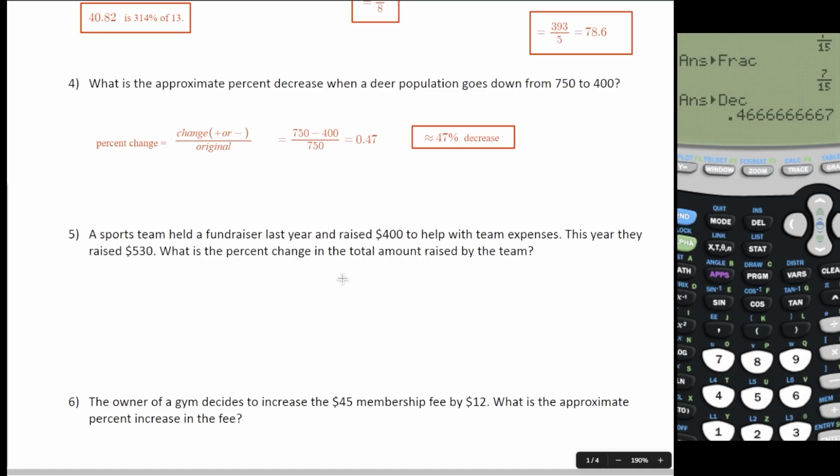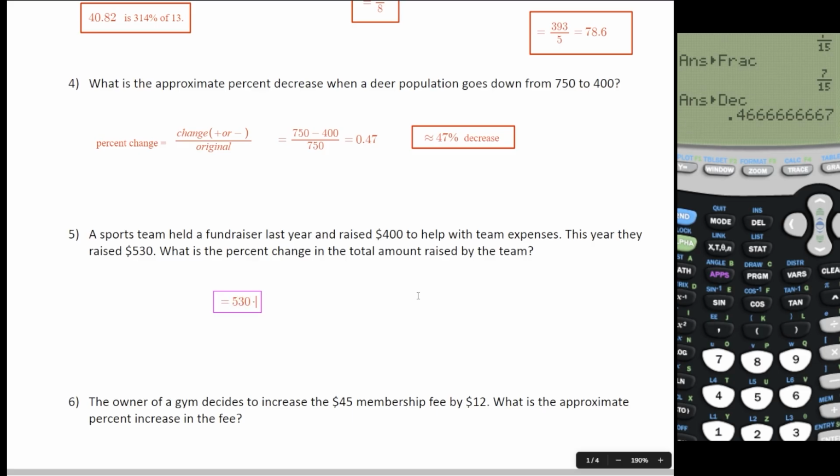Number 5 is kind of a similar question here. It says, a sports team held a fundraiser last year and raised $400 to help team expenses. This year, they raised $530. What is the percent change in the total amount raised by the team? So first, we'll figure out what the actual change in dollar amount is, and then divide that by the original amount to find the percent change.